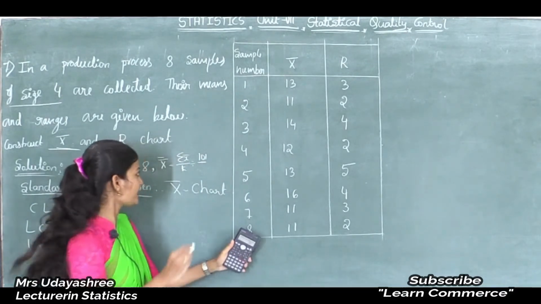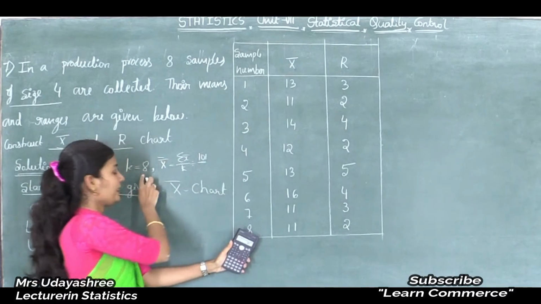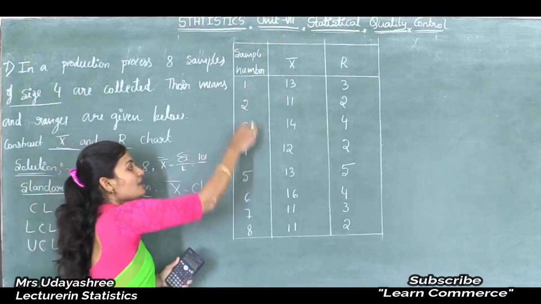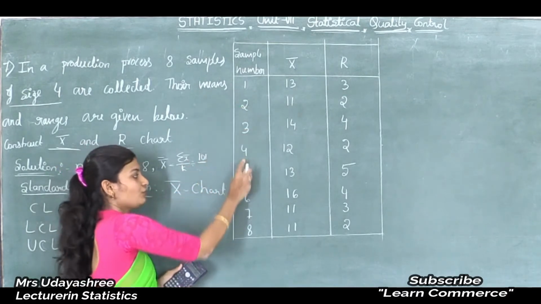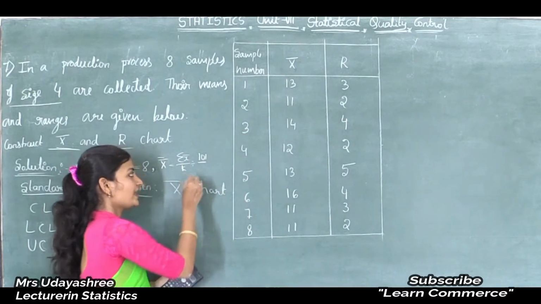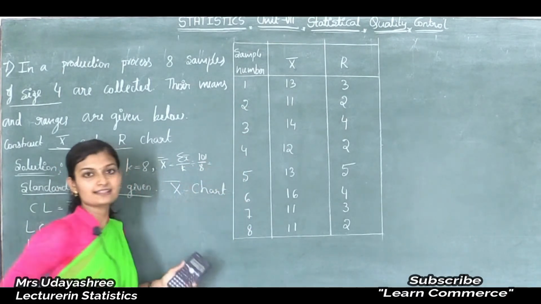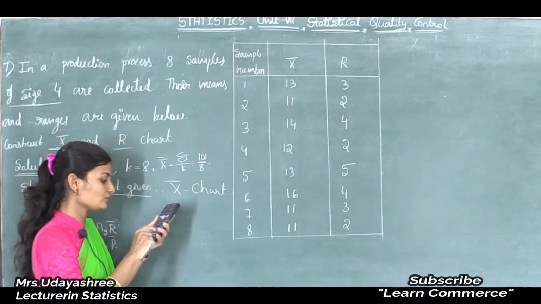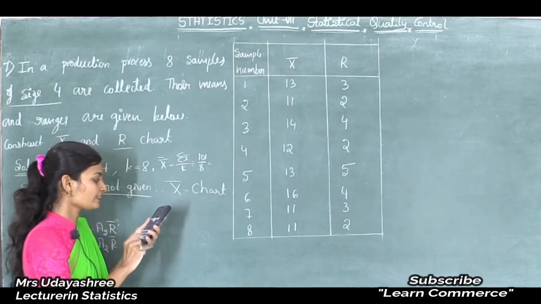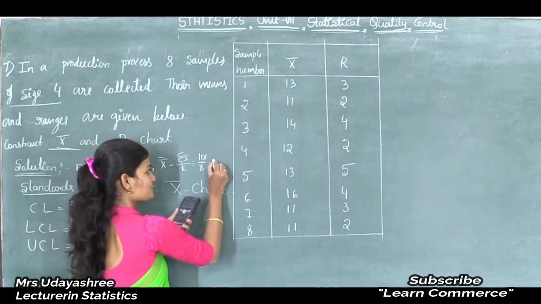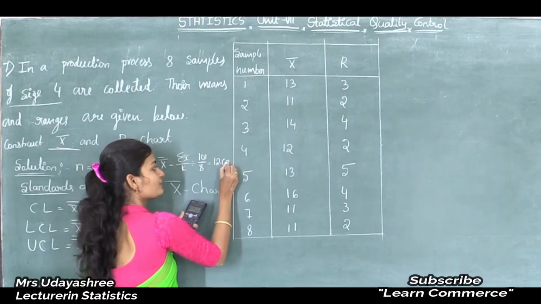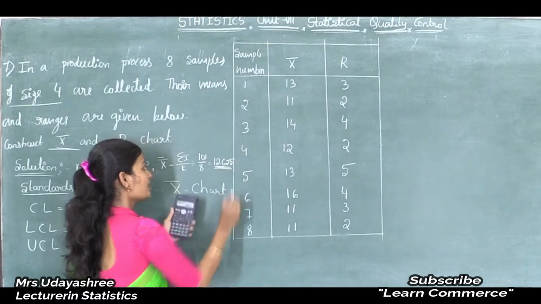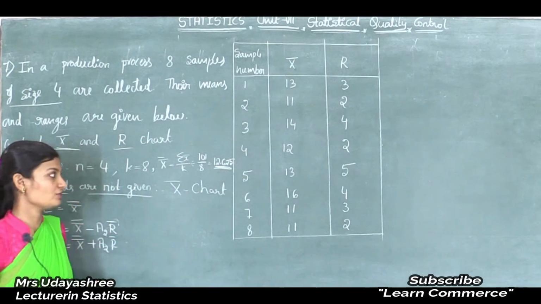What is K here? K is 8, the number of observations. See here the number of observations is 8, correct? 1, 2, 3, 4, 5, 6, 7, 8. So here K is 8. In the place of K I will substitute 8. So that is 101 divided by 8, that is 12.625. See here we got the X double bar value.